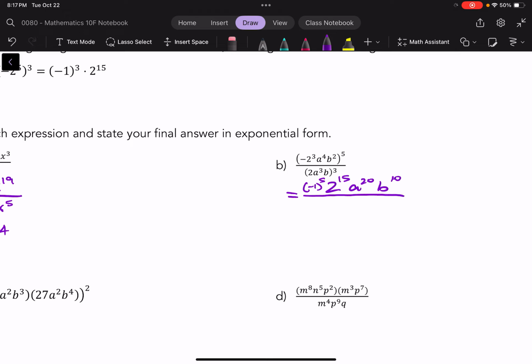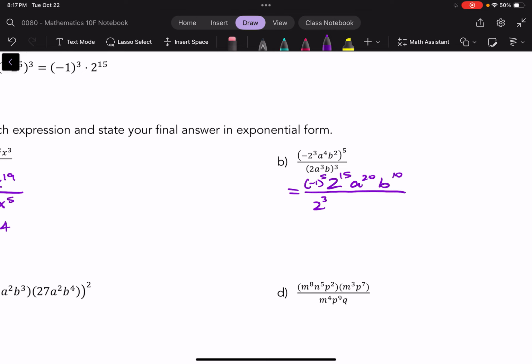We've got 2a cubed b all to the power of 3. So that exponent of 3 applies to everything in there. You've got 2 to the power of 3. There's a cubed to the power of 3. 3 times 3 tells us the exponent is 9. And then b is also to the power of 3.